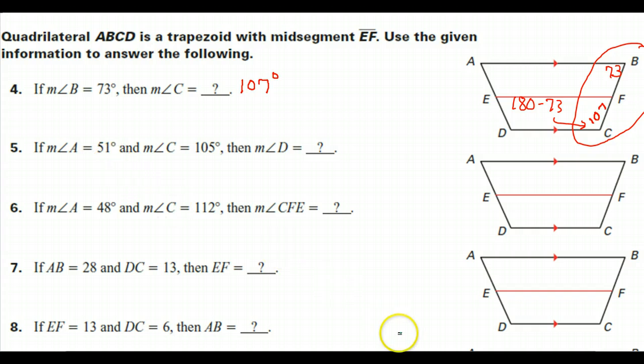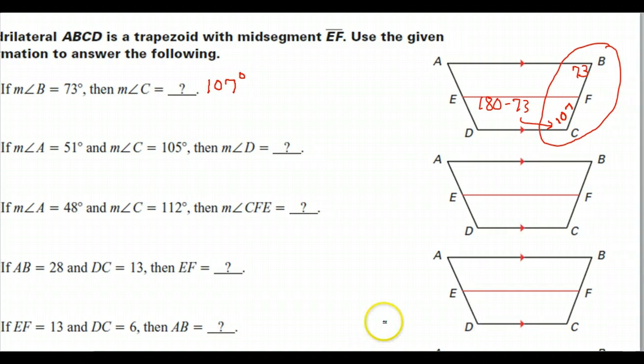Next, angle A is 51. Okay, angle A is 51 degrees. Angle C is 105. So this is 105. We're supposed to find the measure of angle D. Okay, we're supposed to find this guy right here. Well, once again, I think the 105 is just here to make sure you're paying attention.